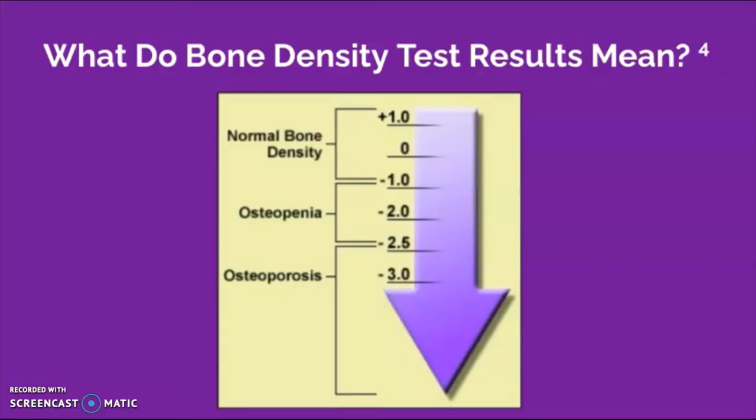Your bone density test results are reported using T-scores. A T-score shows how much your bone density is higher or lower than the bone density of a healthy 30-year-old adult. A healthcare provider looks at the lowest T-score to diagnose osteoporosis. According to the World Health Organization, a T-score of negative 1 or above is normal bone density. A T-score between negative 1 and negative 2.5 means you have low bone density or osteopenia. A T-score of negative 2.5 or below is a diagnosis of osteoporosis. So, the lower a person's T-score, the lower the bone density.